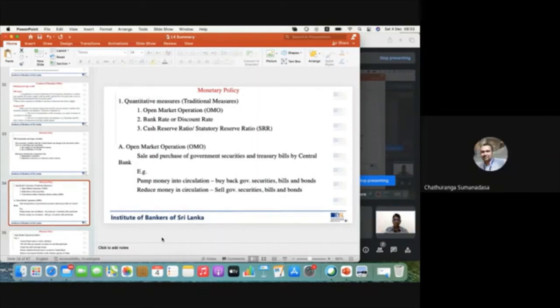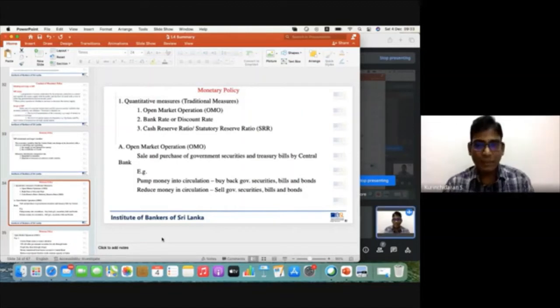Excuse me, sir. Is this called repo and reverse repo? Yes, actually, now we don't use the repo, reverse repo term. Yes, this is what we called, in those days, repo window or reverse repo window, right? Now we don't call it. Okay, is that okay? Okay, sir.